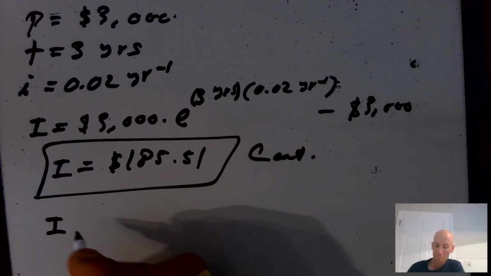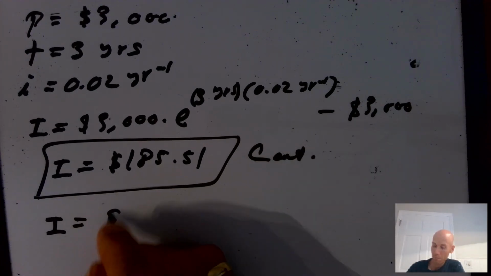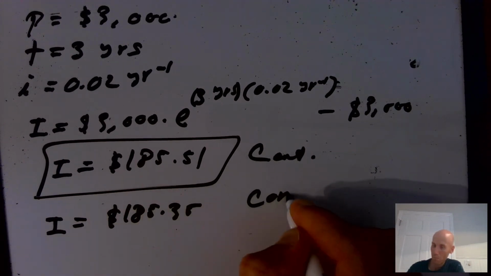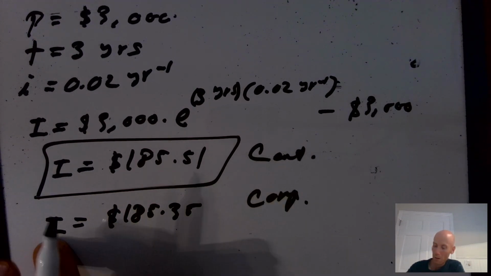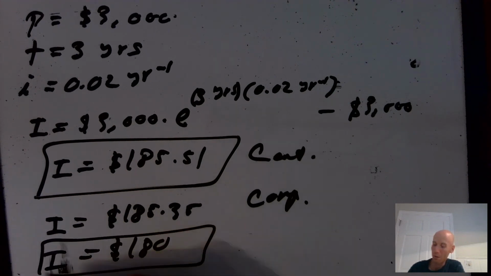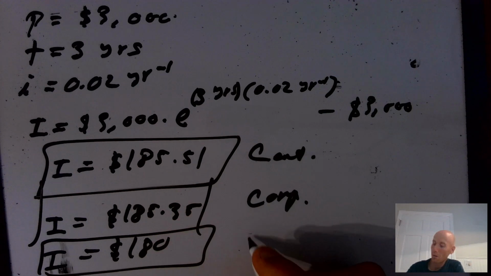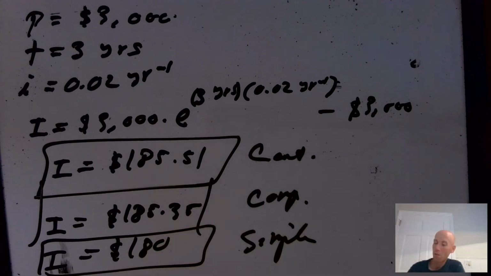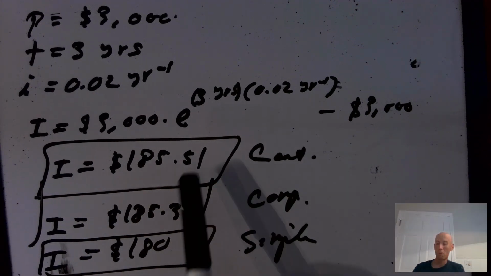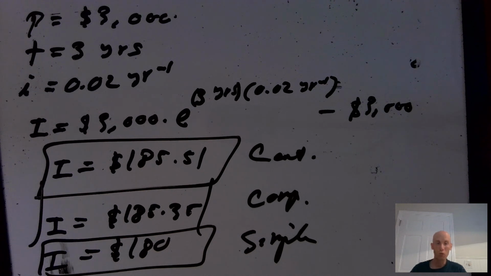This is for compound. And this is for simple. For the same loan, for the same amount of time. Those are the three results. You can see these two are fairly similar. And they're both quite a bit divergent from the original one.